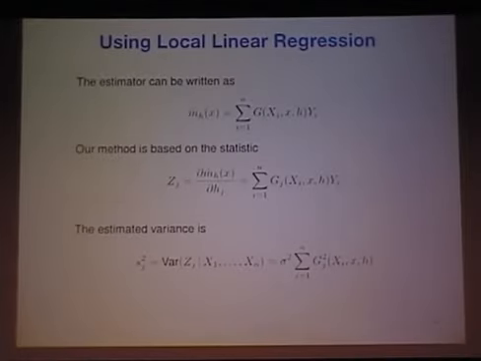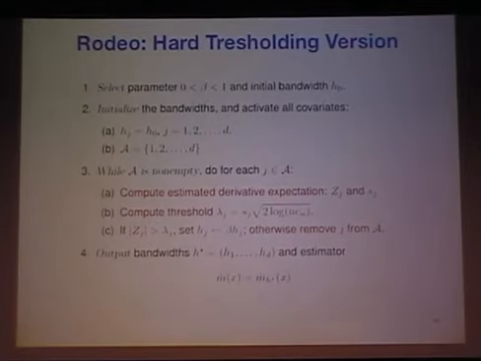Okay, so in a little more detail, we have an estimator, this local linear estimator, and you can write it as a linear smoother. You can write its derivatives as a function of the bandwidths in closed form, and then we can estimate the variance of those derivatives. So the basic algorithm is the following. And if you're familiar with wavelet thresholding for non-parametric regression, it's a little bit like wavelet thresholding. What we do is we initialize all the bandwidths big, and make all the variables active.